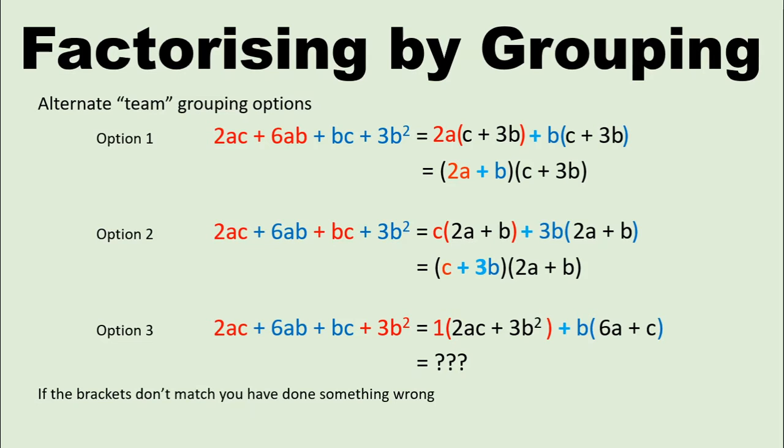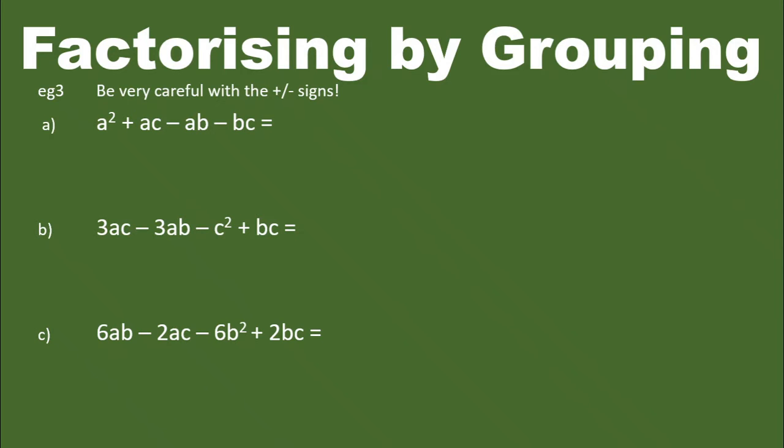Let's do a couple more examples. One of the biggest mistakes you can make when factorizing by grouping is mistaking the plus or minus signs. So notice these three examples here do have some minus signs in them, so be very careful when you think about what the factor is, and very careful when you think about what signs you need to put either in front of each term or inside the brackets.